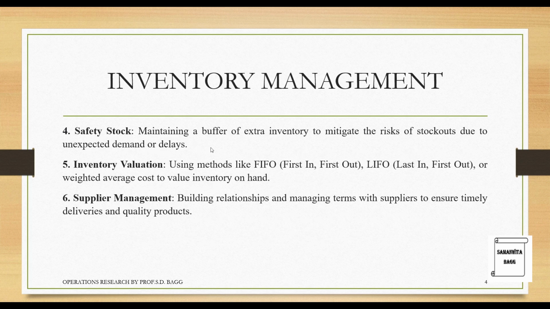Safety stock, maintaining a buffer of extra inventory to mitigate the risks of stockouts due to unexpected demand or delays. So there can be an unexpected demand. Suddenly there is a requirement in the market for umbrellas because this year it is going to rain more, and a forecast of this sort has been made by the meteorological department. So in that case, suddenly there is a surge in the umbrellas that you make.